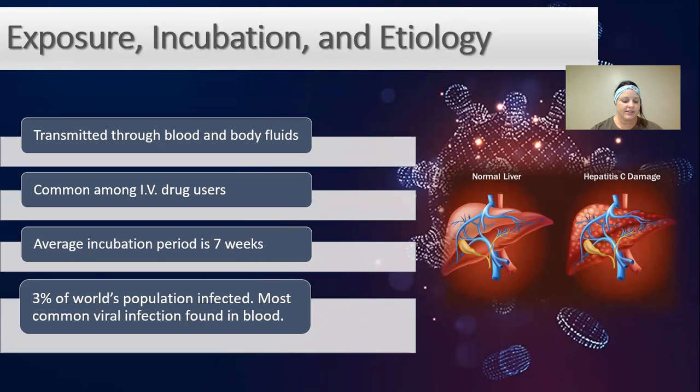In recent years, hepatitis C has been rising in people younger than 30 because of the increased use of heroin and other opioids that are injected. The most common way it's spread is among IV drug users. It can also be spread through blood transfusions, tattoos, and sex, and incubation can be anywhere from 2 to 26 weeks, but it averages about 7 weeks.